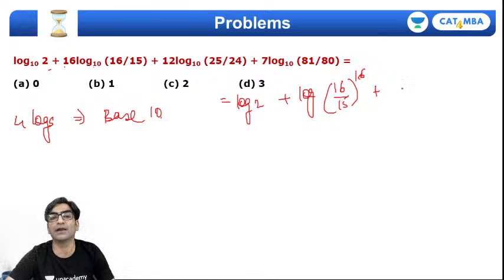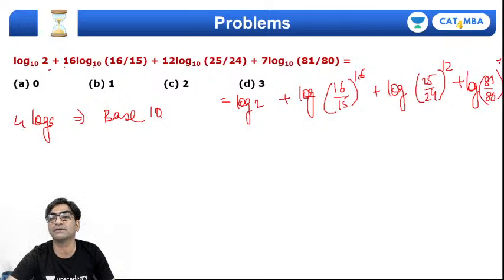है ना. अगला लॉगरिथम क्या है, पावर 12 हो जाएगा, 25/24 टू द पावर ऑफ 12. एंड फाइनल वाला जो है log 81/80 टू द पावर 7. और अब 4 लॉग्स ऐड हो रहे हैं, उनके रेडिकेंट्स मल्टीप्लाई हो जाएंगे.